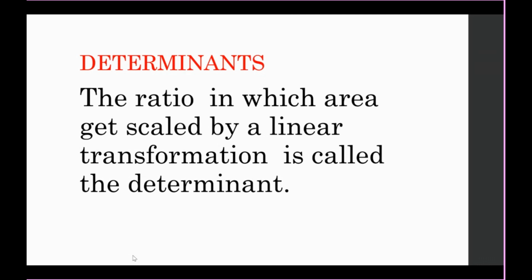So what does the determinant do? Let us see the ratio by which the area gets scaled by a linear transformation. We know that under the transformation the vectors move in a linear direction. If you choose a closed region, the area will be either decreasing or increasing. I want to find in what ratio the area increases or decreases after the transformation. That ratio is nothing but the determinant of the matrix.